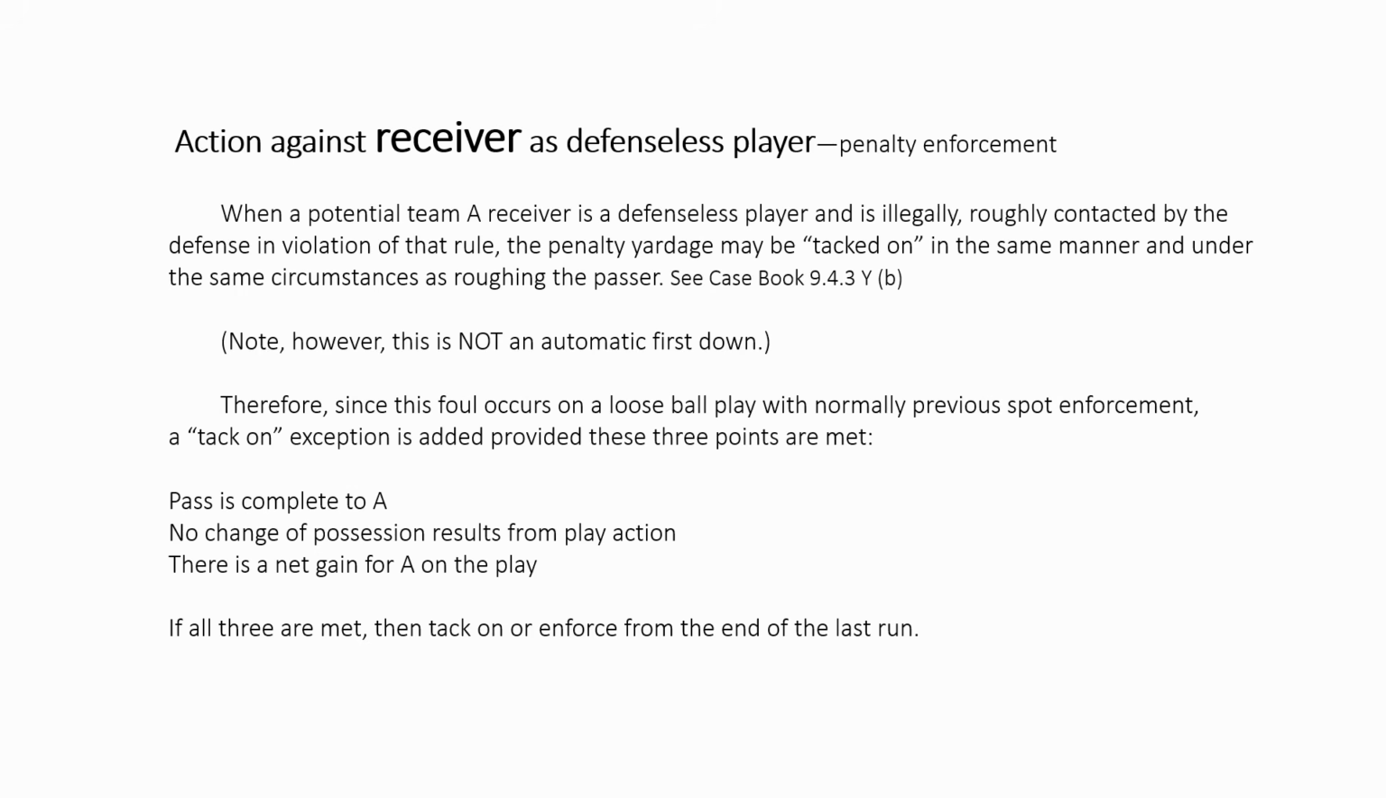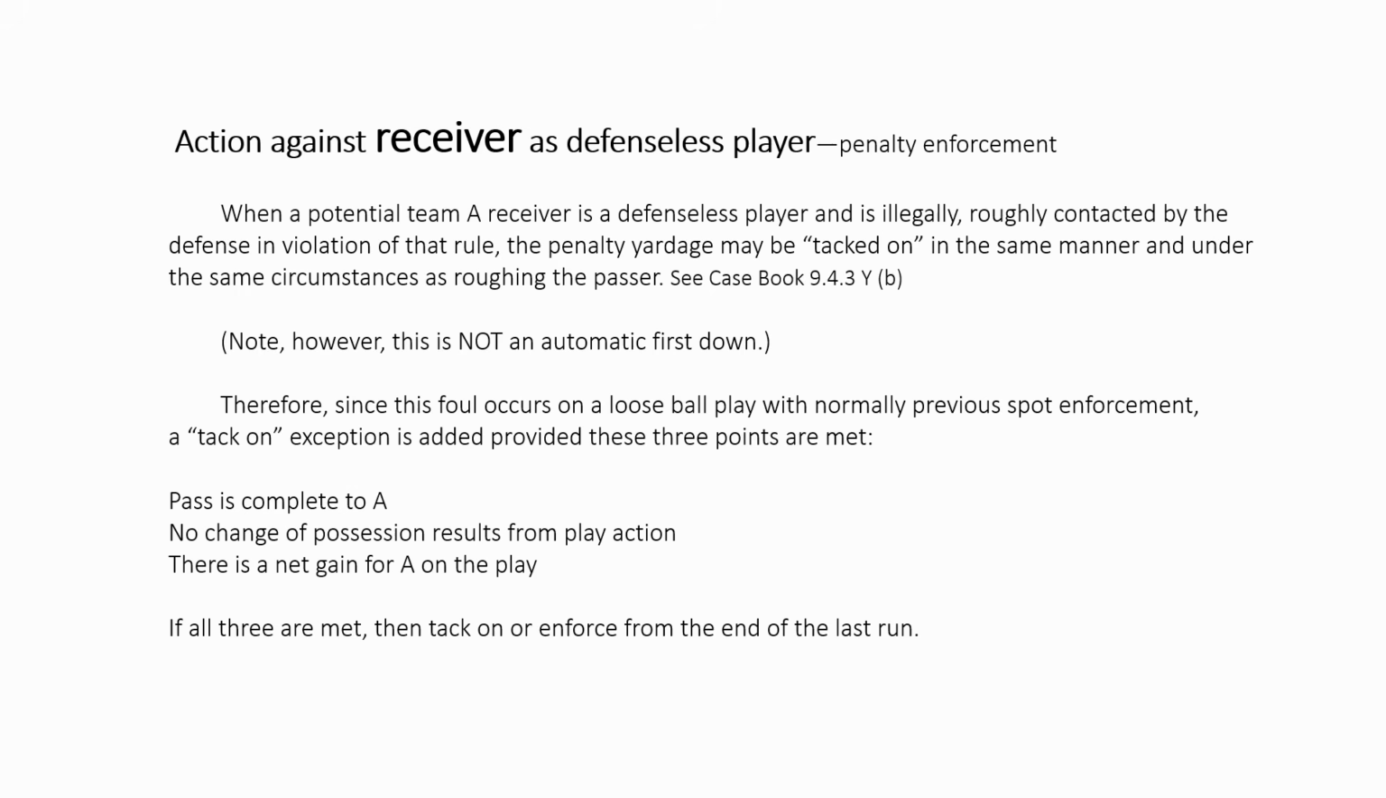We have a situation where a receiver is a defenseless player. When any potential Team A receiver is a defenseless player and is illegally roughed, contacted by the defense in violation of that rule, the penalty yardage may be tacked on in the same manner and under the same circumstances as roughing the passer. See Casebook Play 9.4.3 YB. However, this is not an automatic first down.